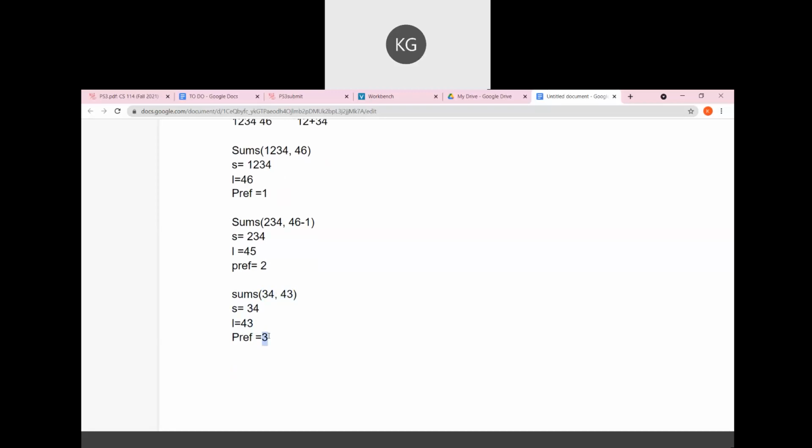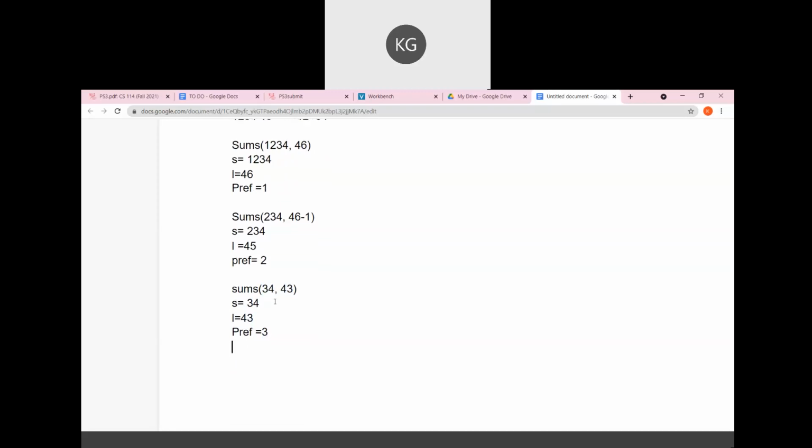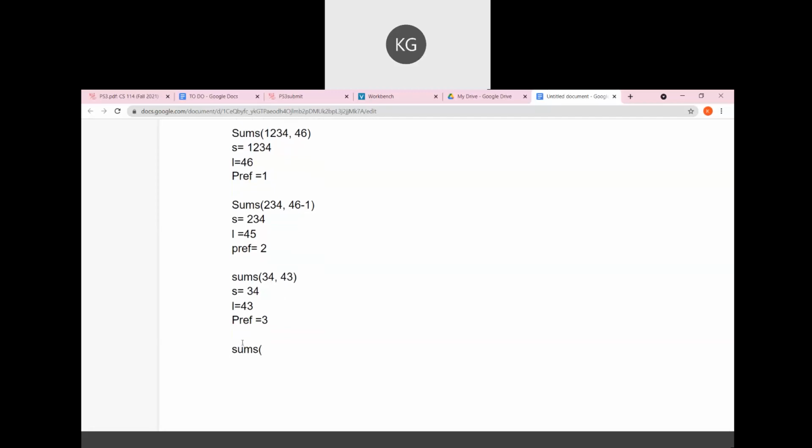We have the prefix is 3, so it's going to have to be another recursive call. So what's our next recursive call going to be? 440. So S is 4, L is 40. And now our prefix is 4.